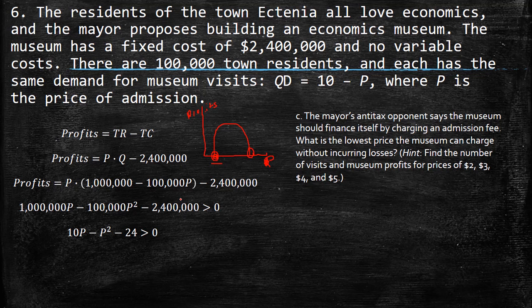So then you have here, just dividing everything by 1,000, this one is going to be 10, this one is going to be 1, and this one is going to be 24.